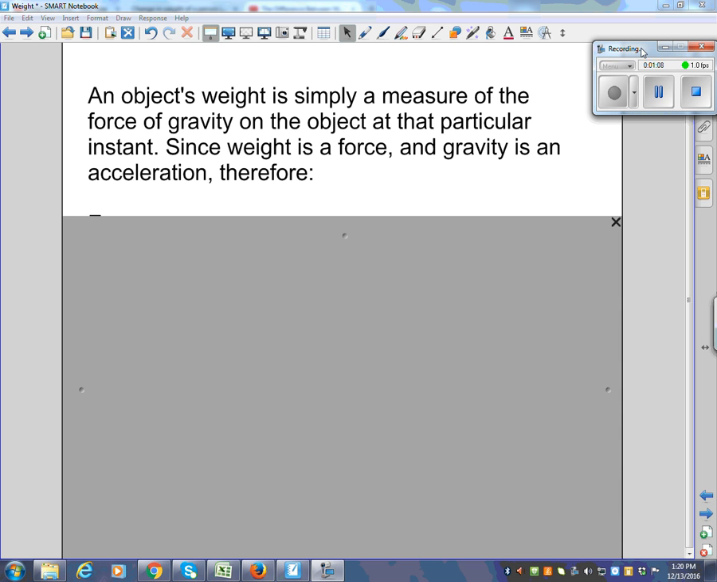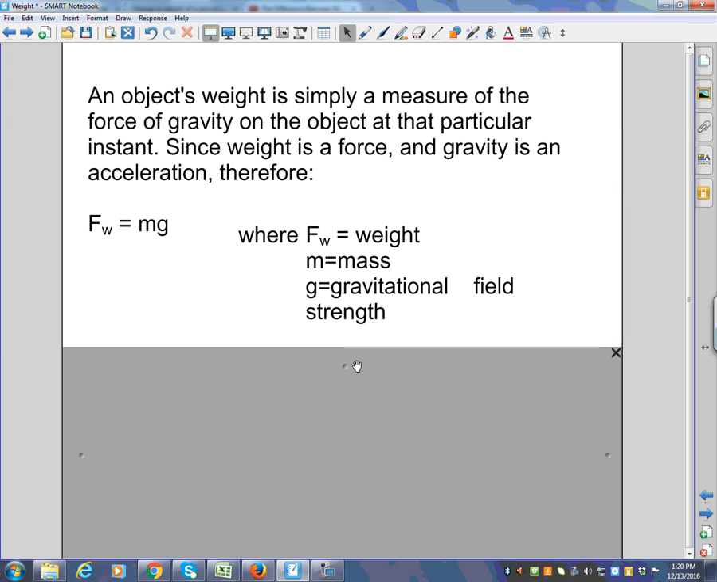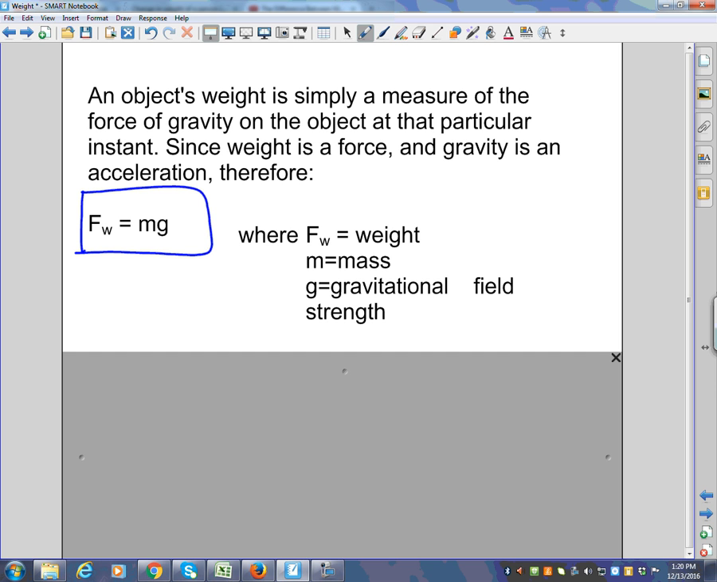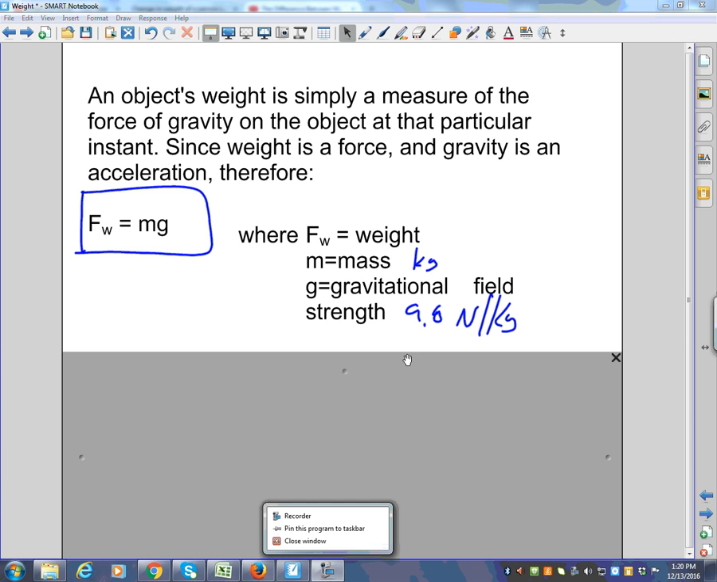Now, since weight is a force, gravity is an acceleration, we get this little formula, which you've seen before, but I guess this is probably your first sort of formal statement of it. Fw, the weight force, is mass times gravity, where Fw is the weight, m is the mass in kilograms, I should note, and g is the gravitational field strength. What is gravity here on Earth? 9.8, and that's newtons per kilogram.